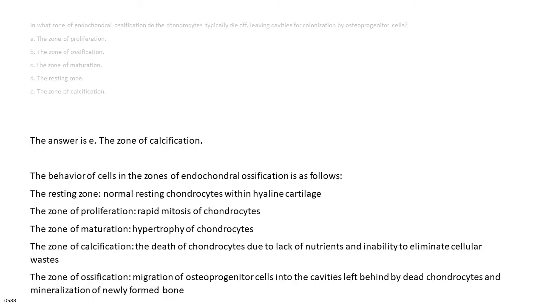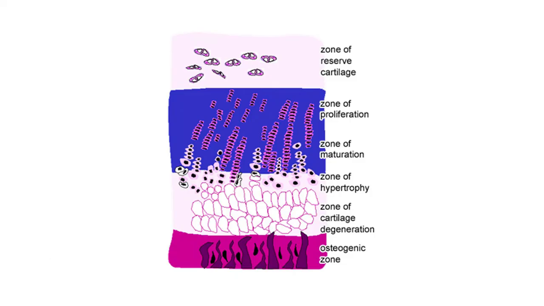The answer is E. The zone of calcification. The behavior of cells in the zones of endochondral ossification is as follows: the resting zone, normal resting chondrocytes within hyaline cartilage. The zone of proliferation, rapid mitosis of chondrocytes. The zone of maturation, hypertrophy of chondrocytes. The zone of calcification, the death of chondrocytes due to lack of nutrients and inability to eliminate cellular wastes. The zone of ossification, migration of osteoprogenitor cells into the cavities left behind by dead chondrocytes and mineralization of newly formed bone.